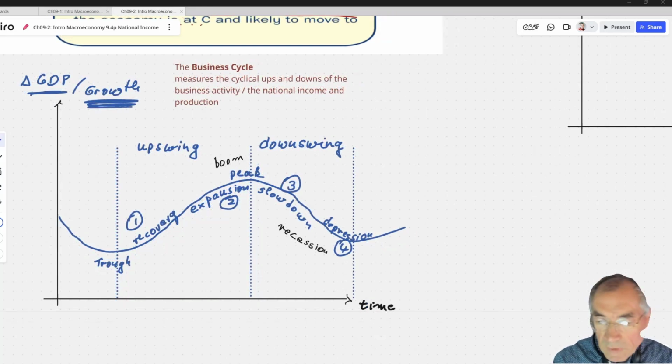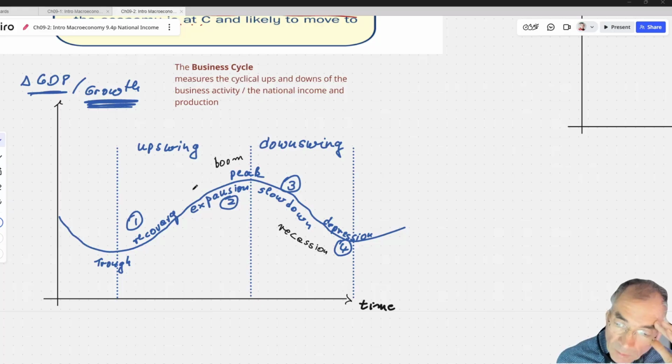And if we number these phases from 1 to 4, then we have recovery and expansion in the upswing, and slowdown and depression in the downswing. Other names can also be used. You see here, from trough to peak, but also calling this phase a boom, which isn't necessarily only at the end here, but might already start here in the expansion. And the recession is basically the downward movement.